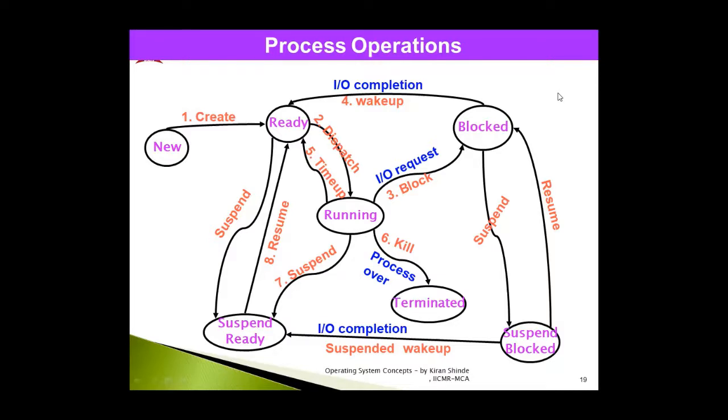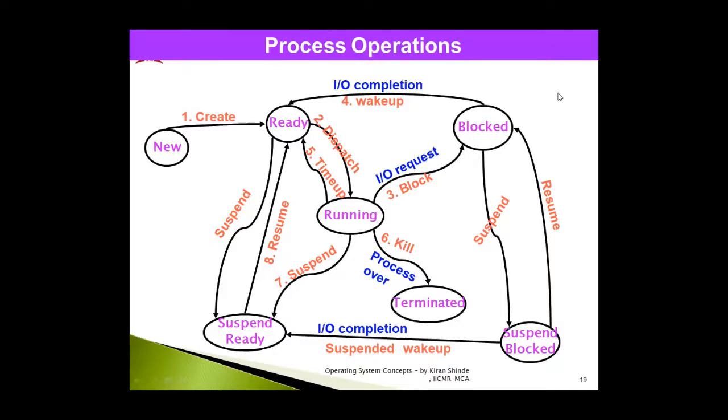Then serial number 3 mentions an operation, that is the block operation. We discussed that when a process is in the running state, it may get interrupted due to certain IO requests. If it is interrupted due to an IO request, then the operation performed on that particular process will be the block operation. After that operation, the system will change the state of that process from running to blocked.